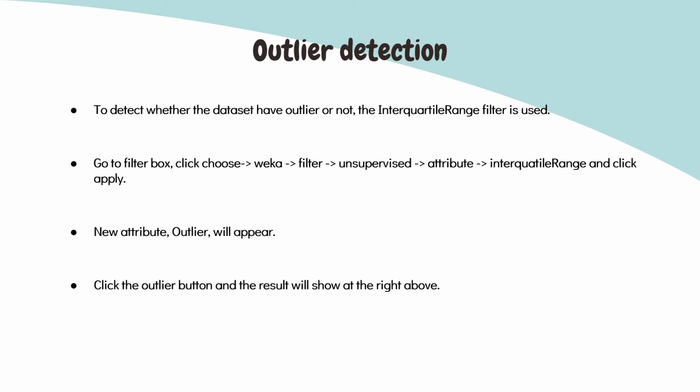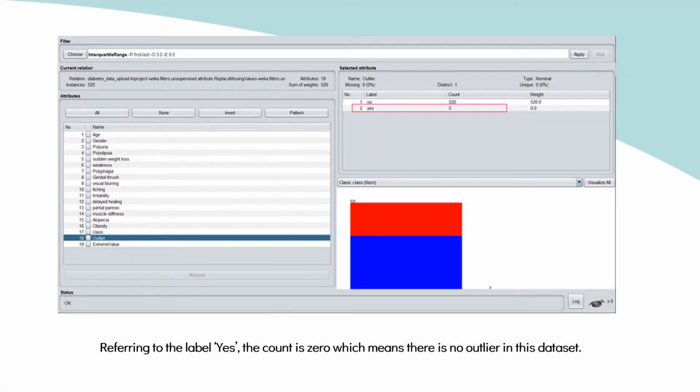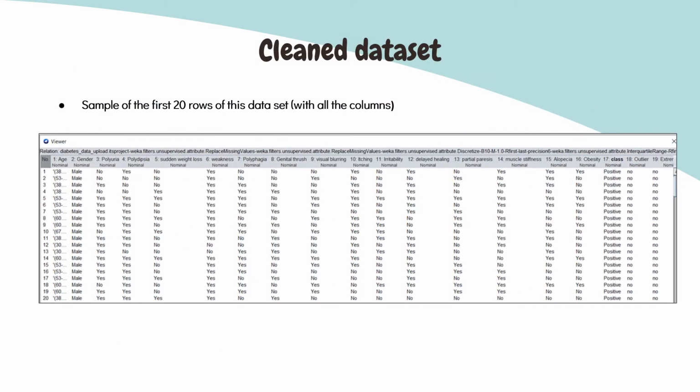A new attribute, outlier, will appear. Next, click the outlier button and the result will show at the right above. Referring to the label yes, the count is 0, which means there is no outlier in this dataset. So for this slide, this is the result that shows the first 20 rows of the clean dataset with all the columns.